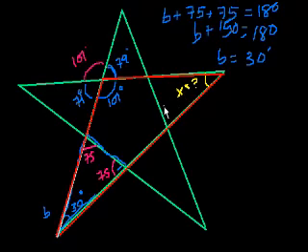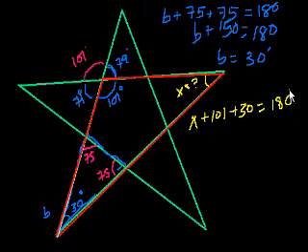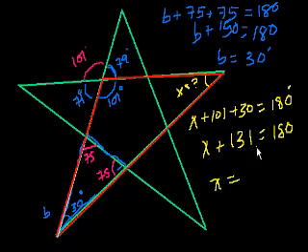So X plus 101 plus 30 is equal to 180 degrees, because the angles in a triangle add up to 180 degrees. So X plus 131 is equal to 180. X is equal to what? 49 degrees. There you go. We've done the second problem in the angle game.